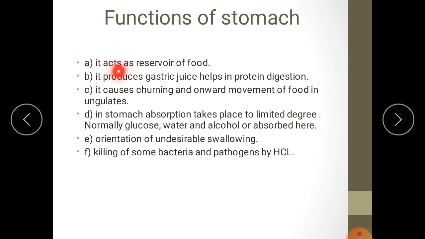Next, functions of the stomach. It acts as a reservoir of food. It produces gastric juice, which helps in protein digestion. It causes churning and onward movement of food in ungulates. Ungulates means cattle and the like. Cattle, buffalo, all these are ungulates. They are cud chewing. Cud chewing mammals are called ungulates.